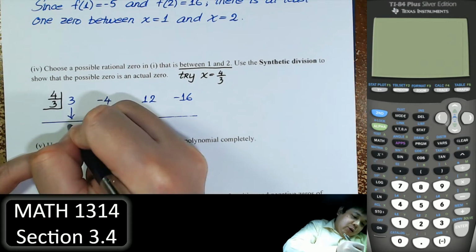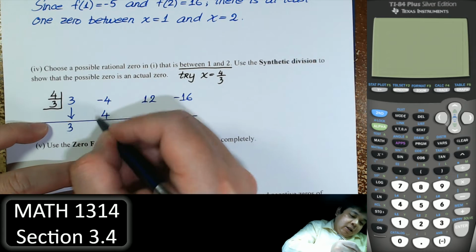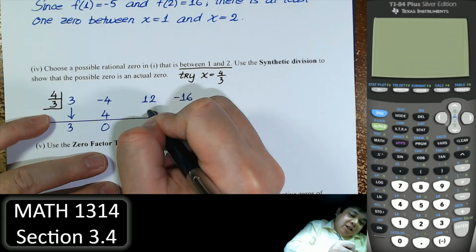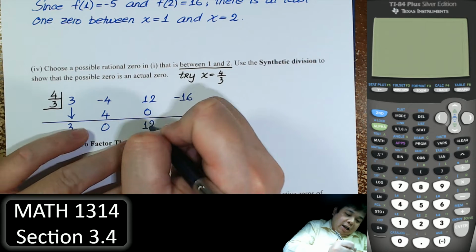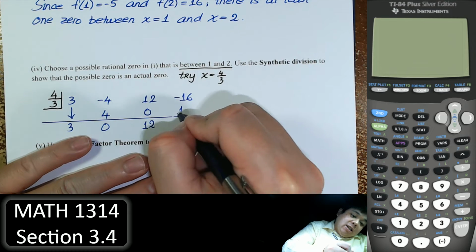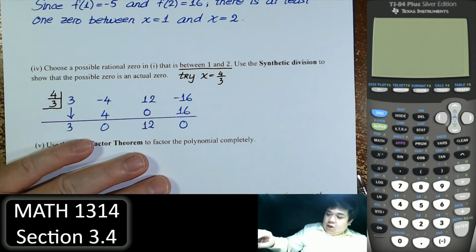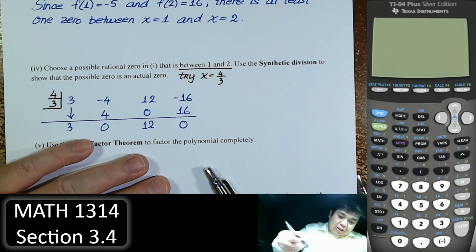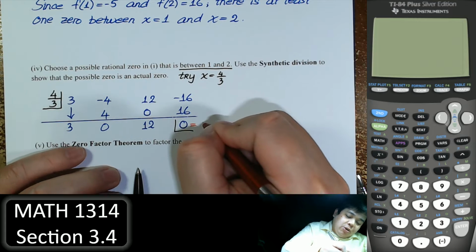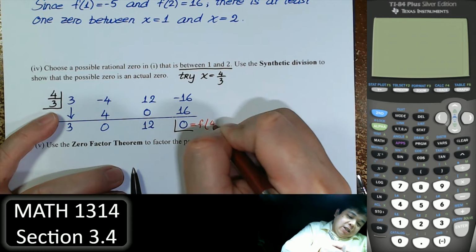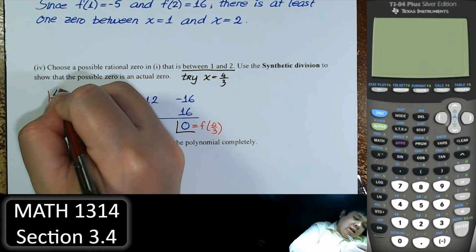Write down the number 3, multiply, give us 4, subtract. 0 times anything is 0, so that is 12, and 12 and 3 cancel out to give us 16, and this is indeed 0. So when the remainder is equal to 0, the value of the function is also equal to 0, and that means x equal to 4 over 3 is a zero.